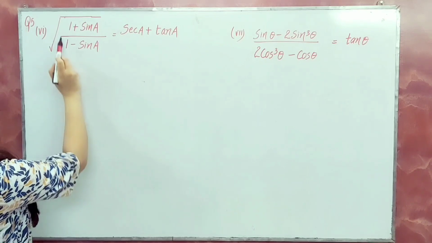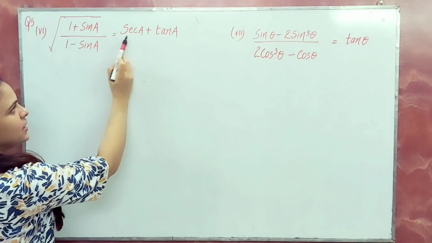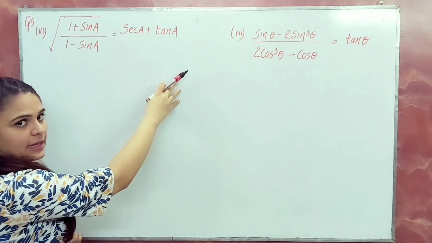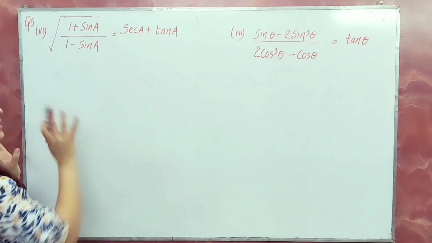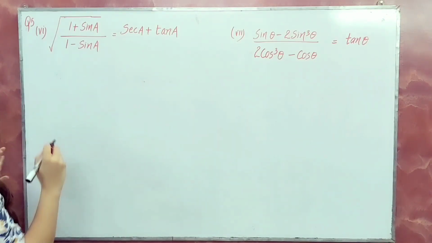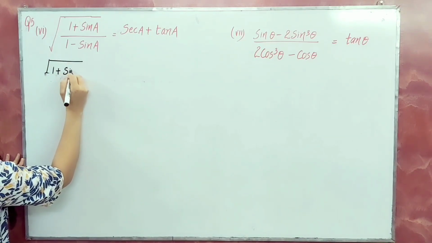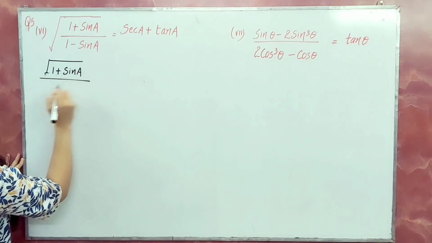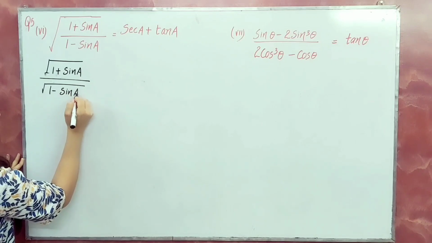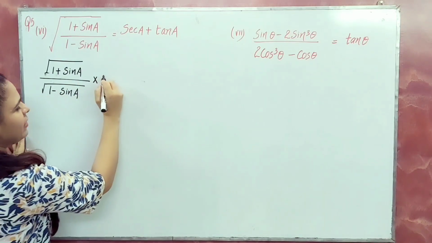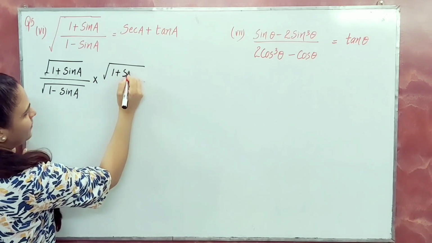Sixth part is root of (1 plus sin A) upon (1 minus sin A) is equal to sec A plus tan A. In this question we have to solve the LHS first, and in this type of question we can do rationalization. So we have root of (1 plus sin A) upon root of (1 minus sin A), and in order to do rationalization we will multiply the numerator and denominator with root of 1 plus sin A.